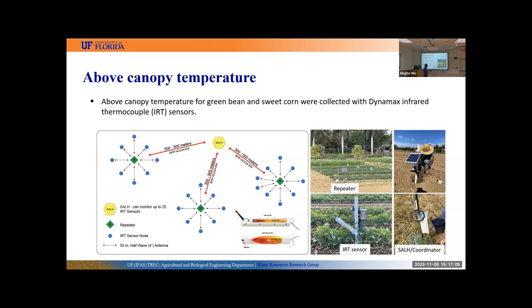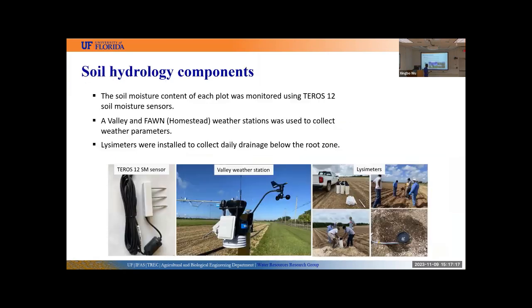And this is when we were installing the IRT sensors before the experiment. And this is the configuration of our IRT sensors on the experiment site. We also collected soil hydrology components in this research project. We used terrestrial soil moisture sensors for monitoring the soil moisture content of our experiment sites.